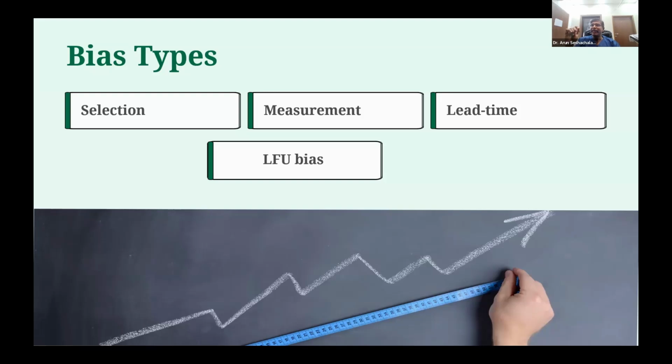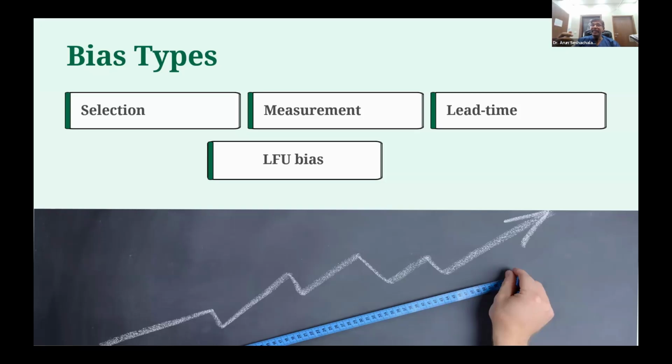Measurement bias. For example, simple, I use ultrasound for response rate. You can use CT scan for response rate. You can use PET scan for response rate assessment. Each measurement with a different imaging will have different response rates. So this is called measurement bias.